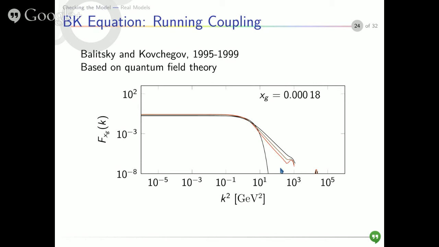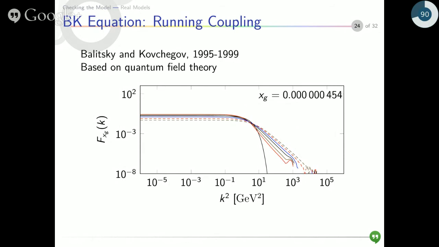Unlike the previous model, which dropped off very steeply, this one drops off not so fast. It's got a much gentler slope. And it also doesn't move over to the right as fast. So this is an example of how the saturation scale changes with x, that is, how fast this hump moves over to the right. And in this model, it moves less fast than in the GBW model.